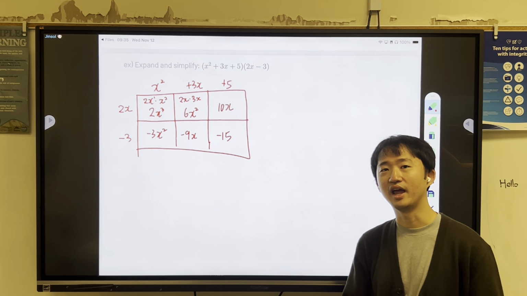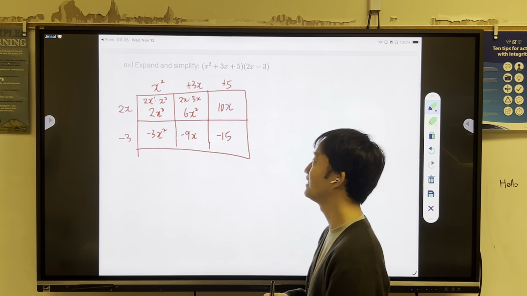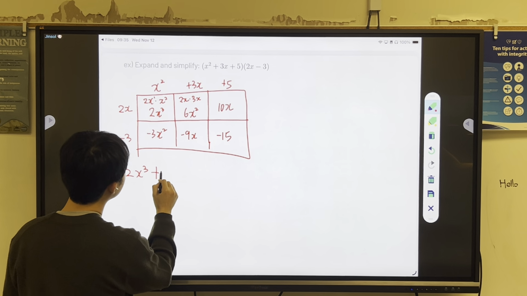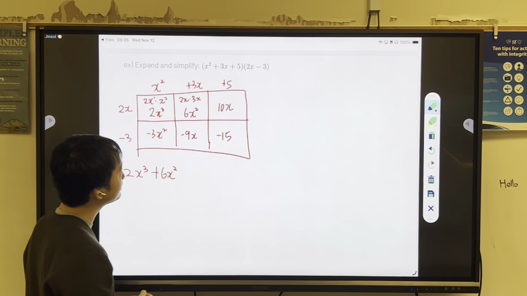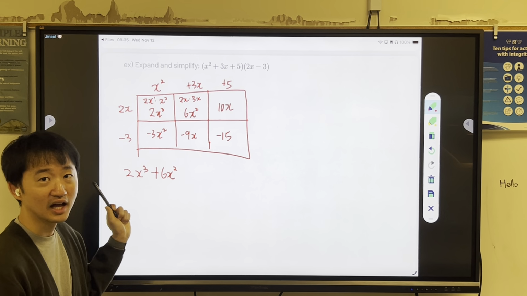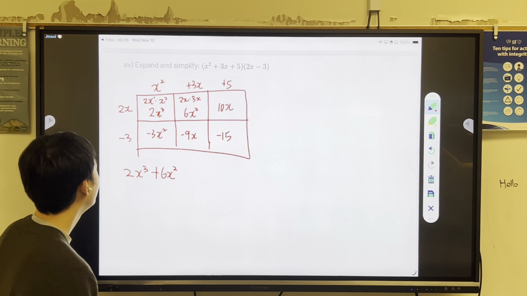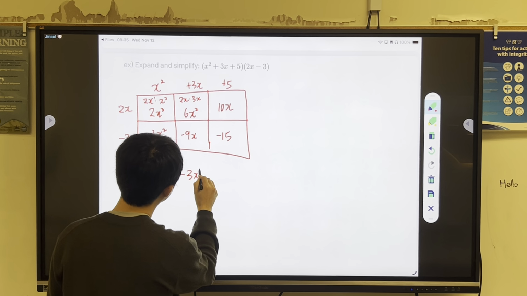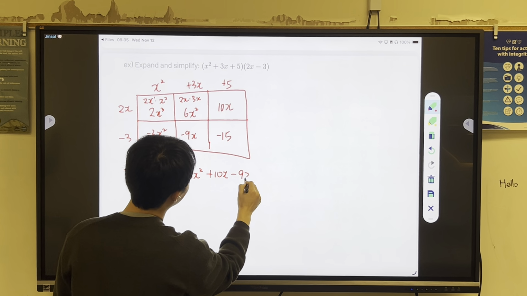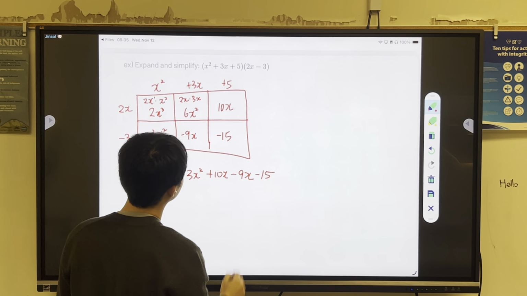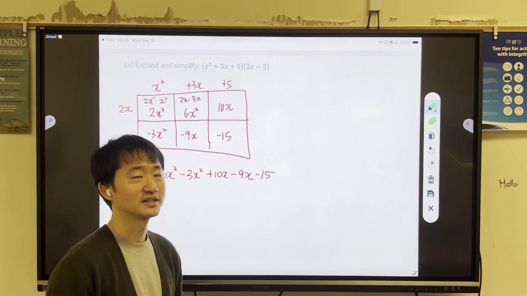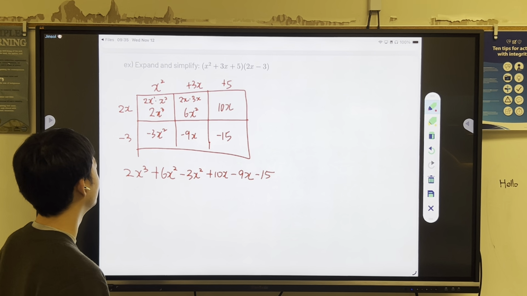So now that we found the area of each cell, we're going to add them together. So that's going to be 2x cubed plus 6x squared. And I'm going to be smart here. Because I already noticed that the diagonal cells have the same like terms, I'm going to write minus 3x squared here. And then I'll write the plus 10x. And then write the minus 9x. And then minus 15. This way, I don't have to do that one more hassle of collecting like terms because the terms are already collected.